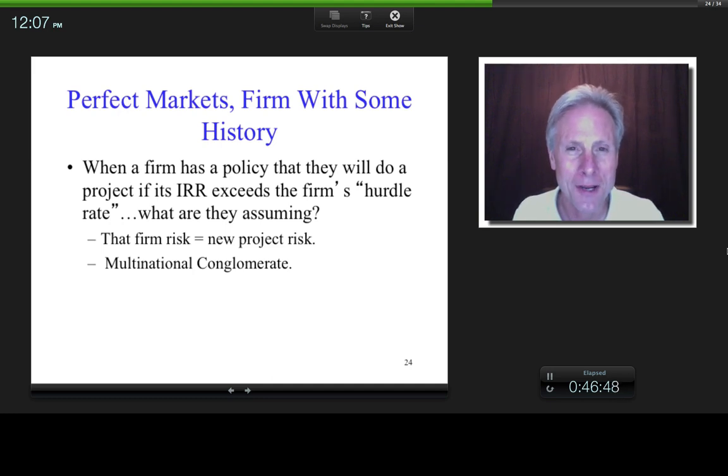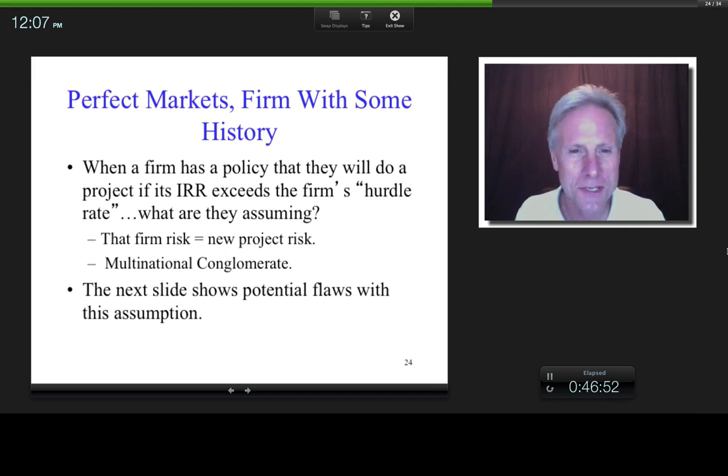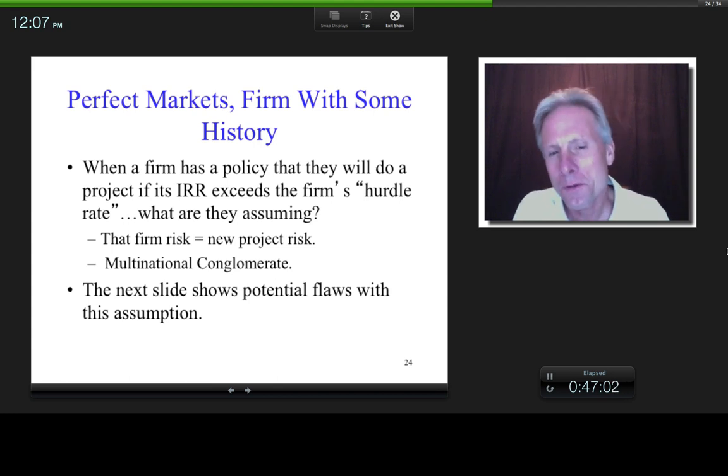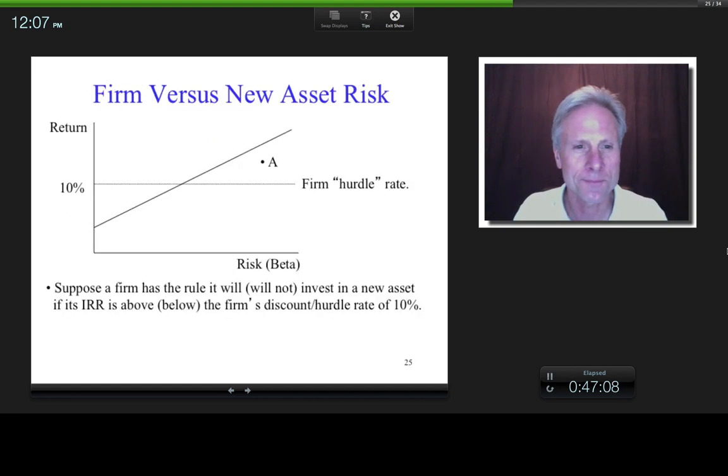Probably be different, right? So if you had a policy, or if this firm had a policy, hey, if our internal rate of return for this mine in North Dakota exceeds the hurdle rate for the firm as a whole, then you could have some flawed decision making going on. Let me show you what I mean.